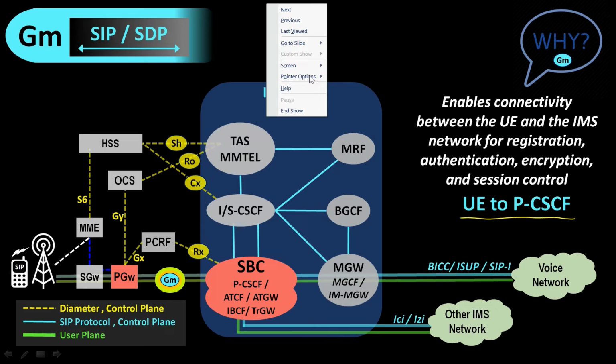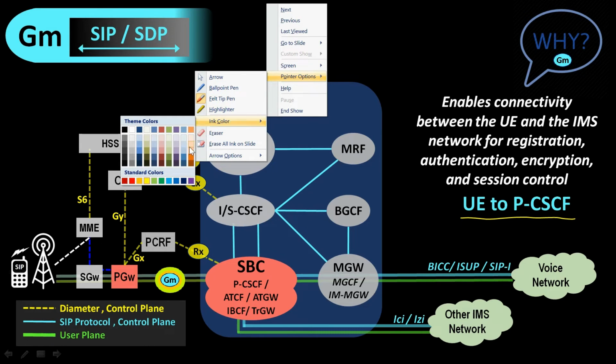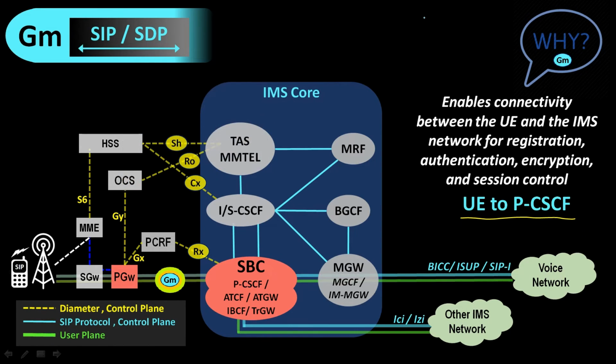The Gm interface is used between the UE and the P-CSCF for all purposes, such as incoming calls, registrations, outgoing calls, SIP signalling, any type of communication between the user and the IMS network. For security reasons, the Gm and Mw interfaces are physically separate.